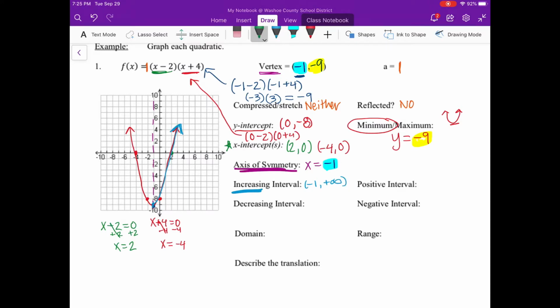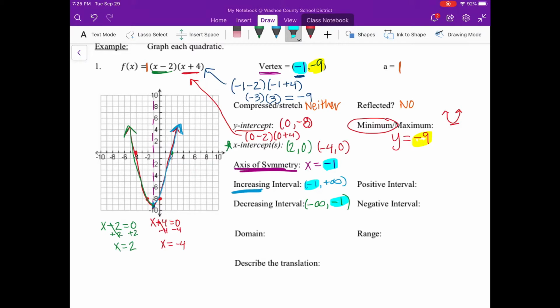The decreasing interval comes from the left, so we call that -infinity, and it goes decreasing until we get to that same point, -1. So again, -1 should match, maybe in separate orders, but it should match my vertex x value, my axis of symmetry, and then the increasing and decreasing interval, so you should have that somewhere on it.